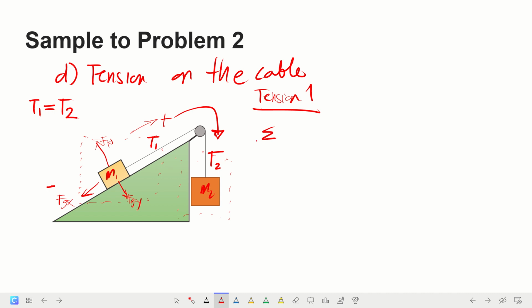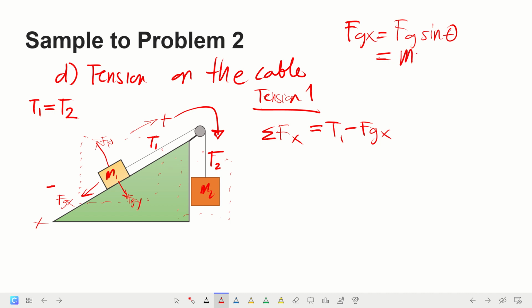So the sum of forces along our x-axis is equal to tension 1 minus the x component of the force due to gravity. We know that Fg of x is equal to Fg sine theta, and Fg, since this is mass 1, is mass 1 times the acceleration due to gravity, so m1 g sine theta. We can substitute this with this value later.